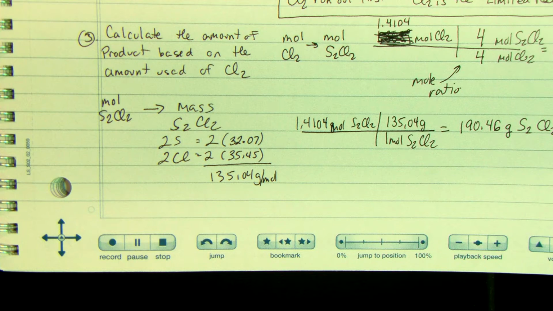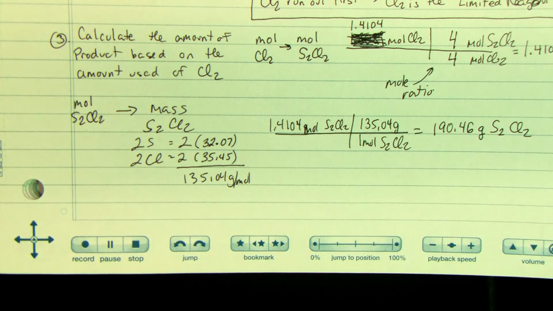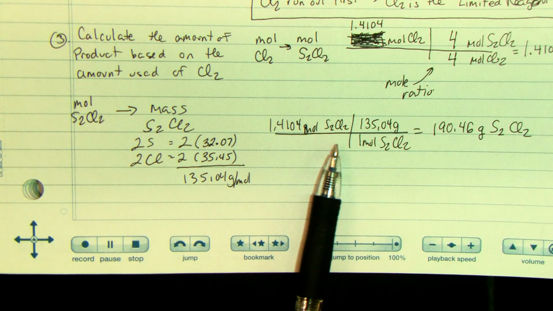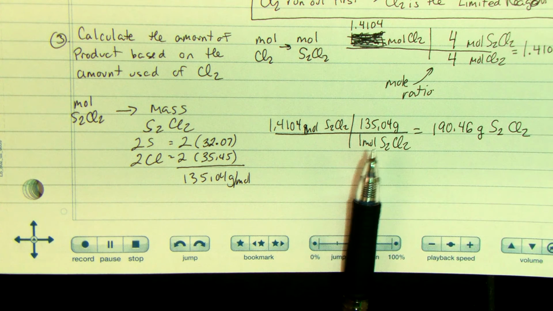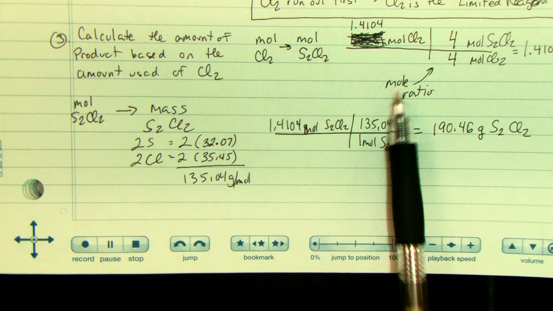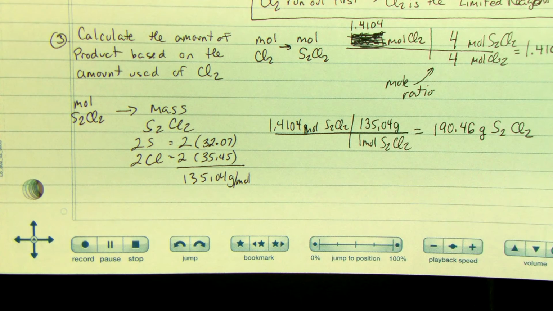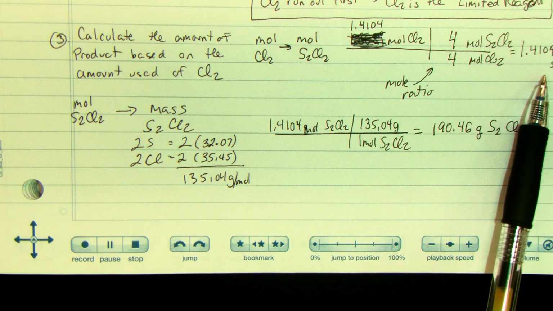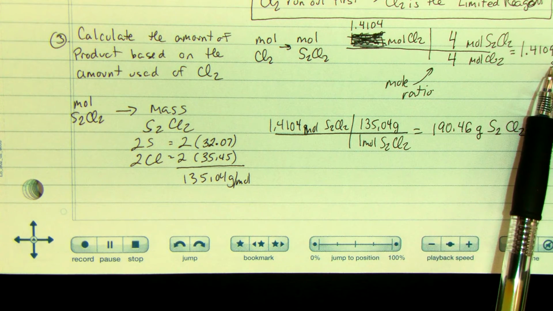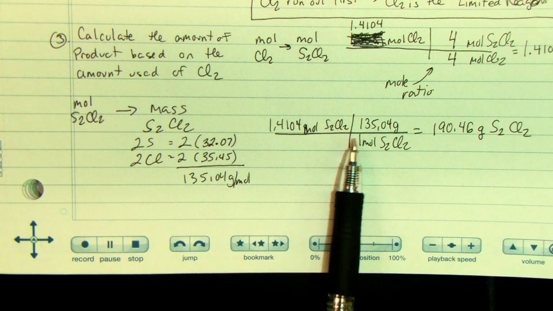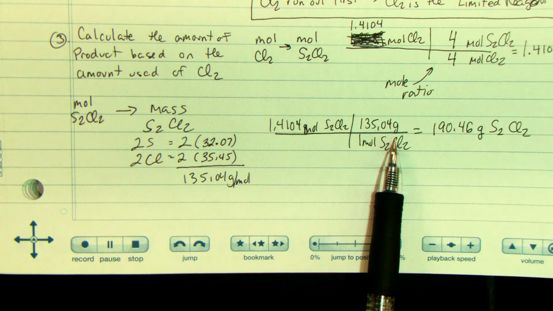So that is going to tell us that at the end of the reaction, even though I don't use up all my sulfur, the chlorine is going to dominate everything and tell us that, all right, because I have that amount of chlorine, I'm only going to get this amount of disulfur dichloride. Go down to here, set it up, do the moles, and then moles to mass. We're going to end up with 190.46 grams of disulfur dichloride.